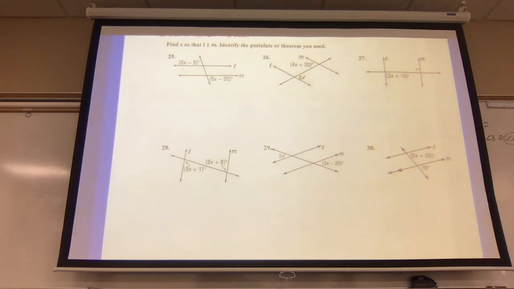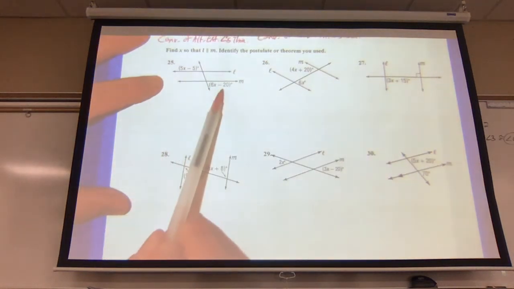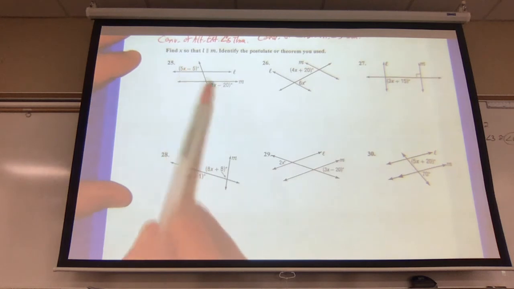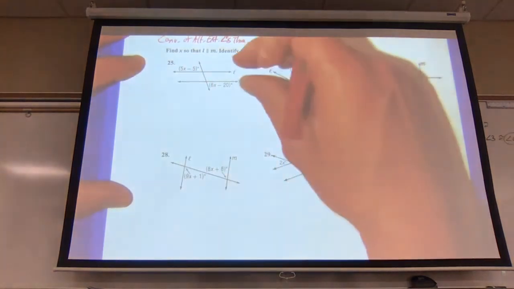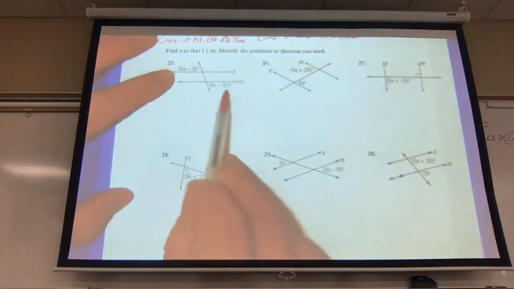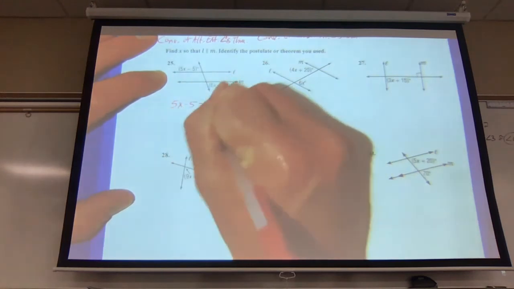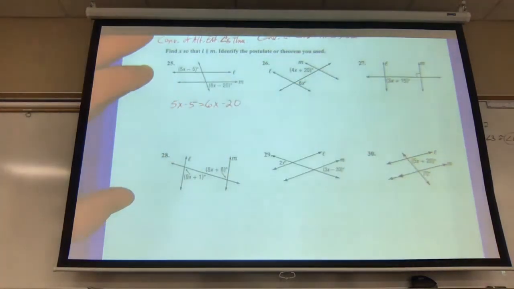Yep. 25. All right. 25, we've got a 5x minus 5 and a 6x minus 20. Those two are alternate exterior angles. In order for the lines to be parallel, alternate exterior angles have to be congruent. So for our equation, we'll just put these two equal to each other. And then we have to solve it.